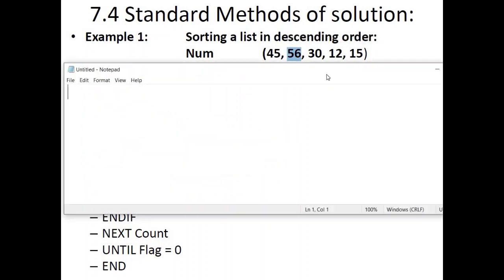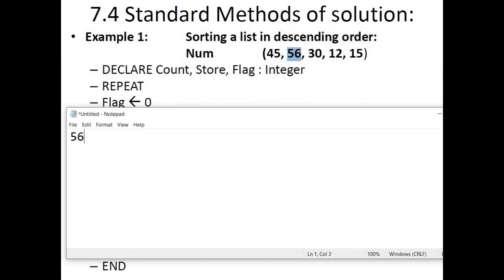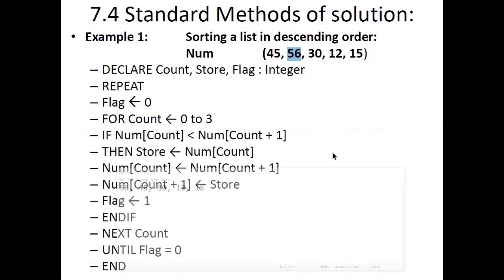I'll show you what would happen. This 56 would come over here, and the 45 would be moved to the next position, and the rest of the algorithm would remain the same. This is the first swap. And if you have made a flag, then if you have made a swap, flag would become 1, and next count. What would happen next time?